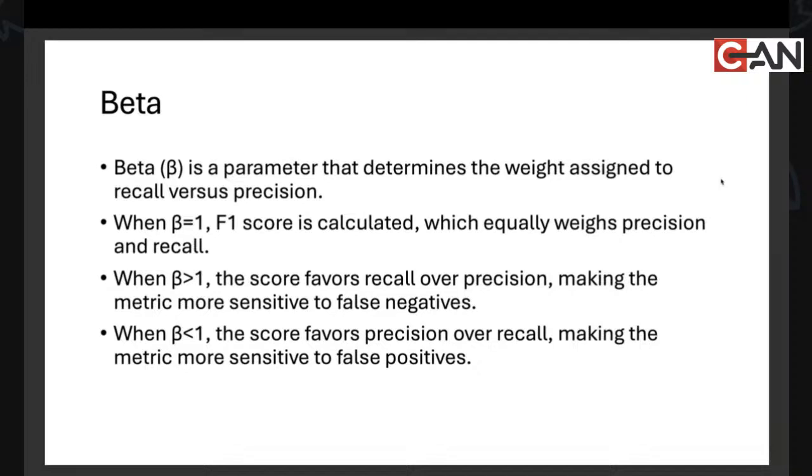So it makes the metric more sensitive to those false negative predictions, those situations when you really don't want to miss something. You want to capture every single thing, even if when you capture those things, you're a little more imprecise. When beta is less than 1, we favor precision over recall. And that means that you're only rewarded for making really accurate positive predictions. When you say something happened, gosh darn it, it really did happen. So that makes it more sensitive to false positives.